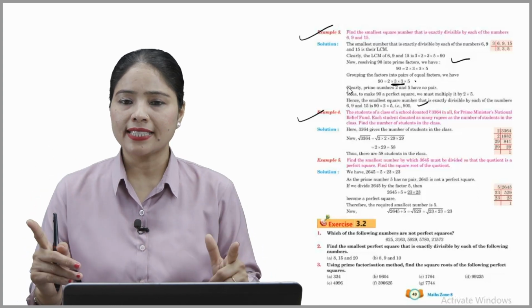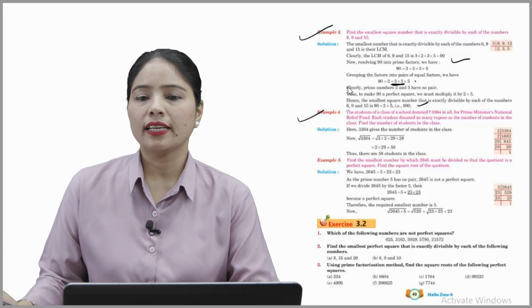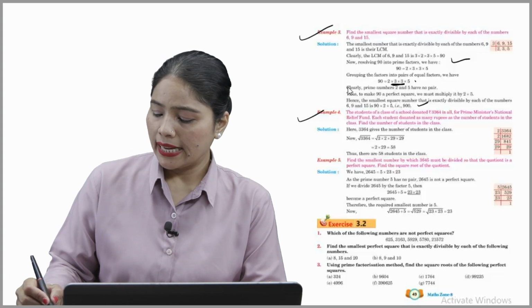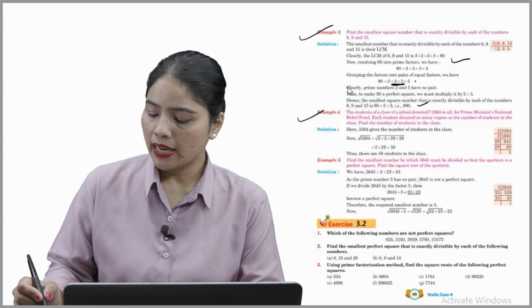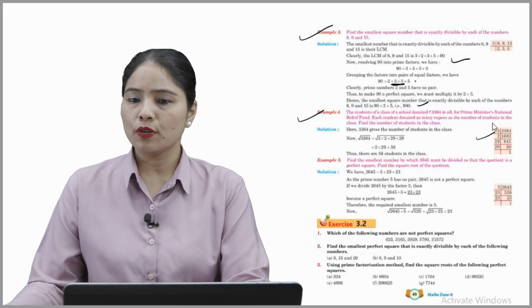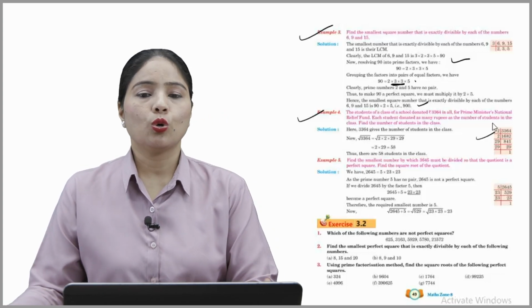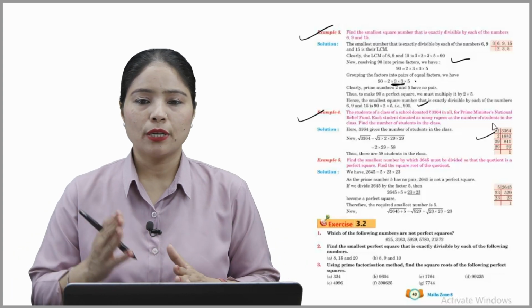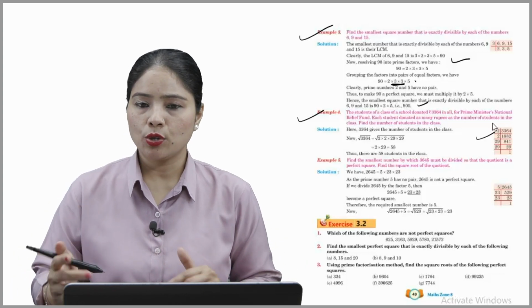So for that, first of all we will find its LCM. So we have found the LCM like that. So here 3364 gives the number of students in the class. So just take the square root of that number, 2 into 2 into 29, 29.